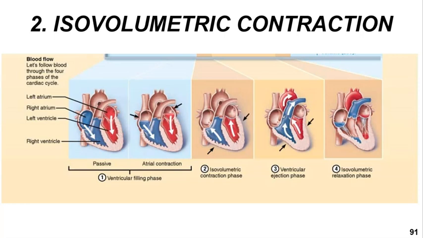This phase will end when the ventricular pressure exceeds the pressure in the large arteries, which is going to force the semilunar valves open, and blood is going to be forced from the ventricles into the large arteries.